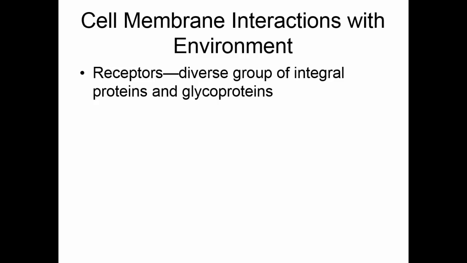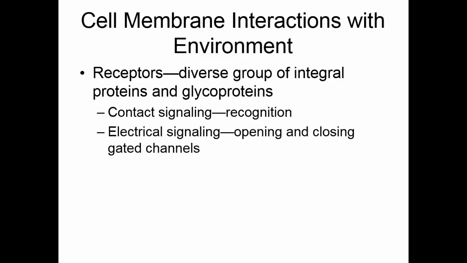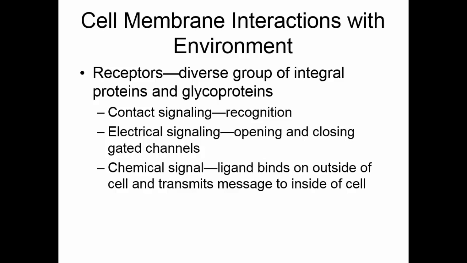The other interaction the cell membrane has with the environment is through its receptors. This is a group of integral proteins and glycoproteins. They're involved in contact signaling, the recognition of cells that are supposed to be in one place or another. They're also involved in electrical signaling. They help with opening and closing the gated channels that are necessary for muscle contraction and nerve impulse transmission. And they can act in chemical signals. Ligands, which are simply any molecule that can bind to a receptor, can bind to a receptor on the outside, and a message can be transmitted to inside the cell. In other words, the cell does not have to expend energy to take this ligand in, but its message can be transmitted to the inside.